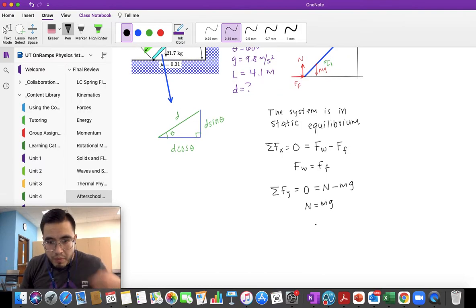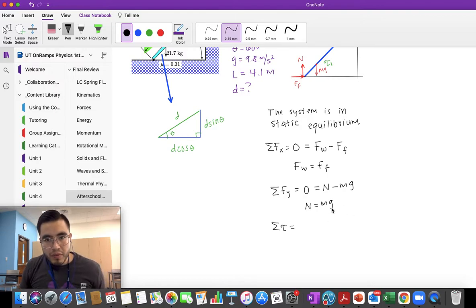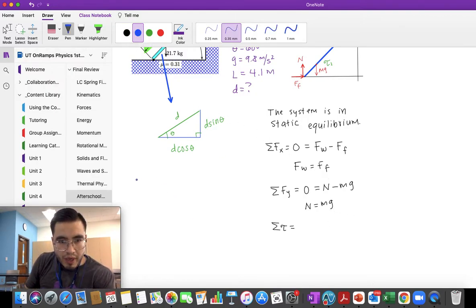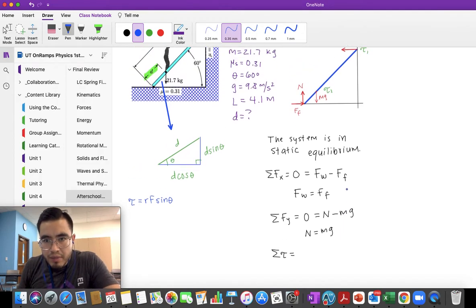So now, let's account for all the torques. Let's try that tau again. Now, before we do this, let me remind you what is the equation for torque, the normal one. It's radial distance r times the force times the sine of theta. Okay, this is the general formula for torque.